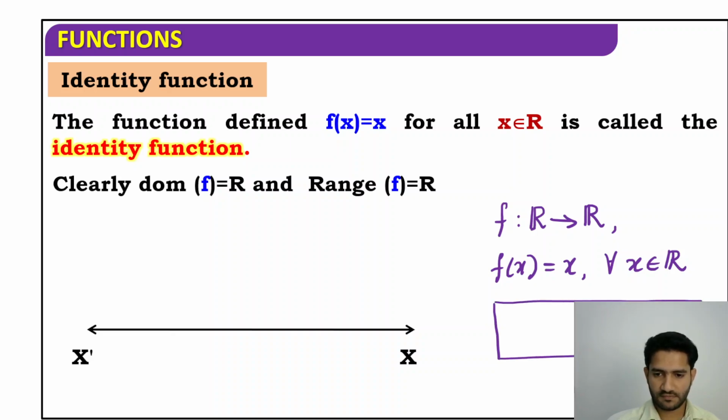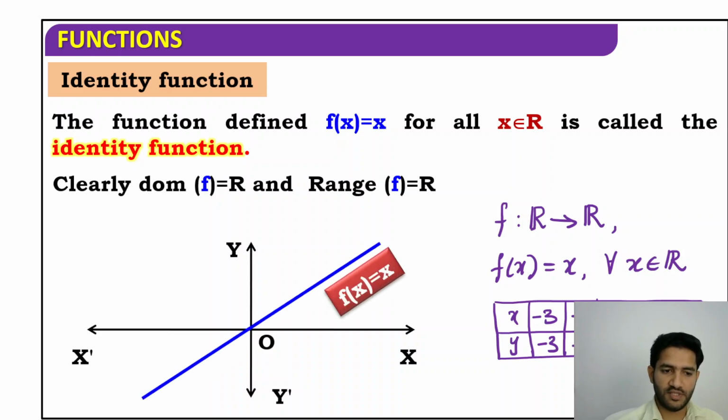Identity function: x value and y value. We are starting from -3, -2, -1, 0, 1, 2 and 3, because for the identity function that's enough. -3 maps to -3, -2 to -2, -1, 0, 1, 2. So clearly we will get a straight line passing through 0, 0. Passing through 0, 0. Look at here.